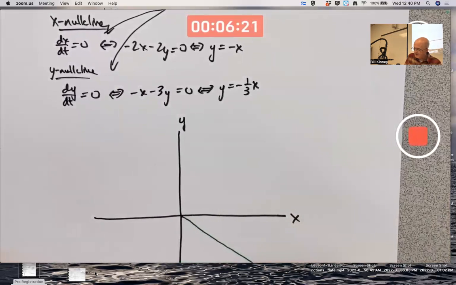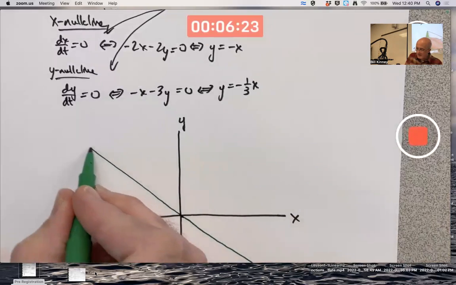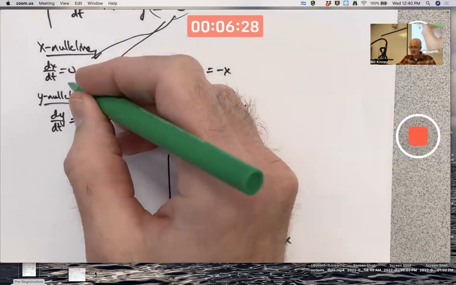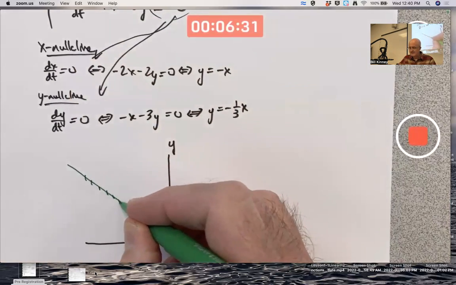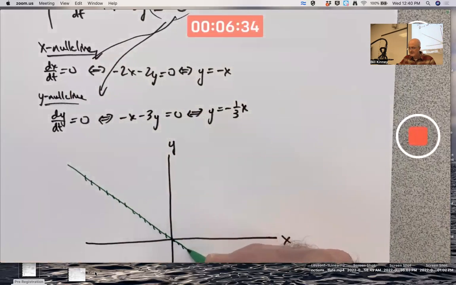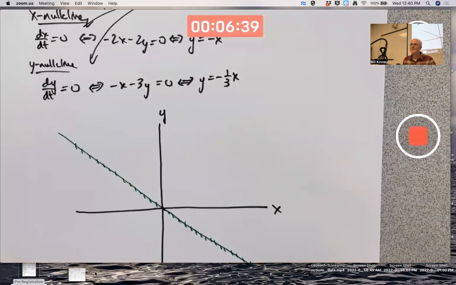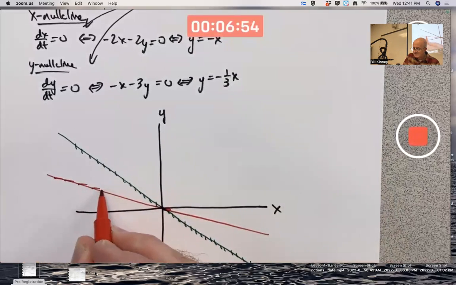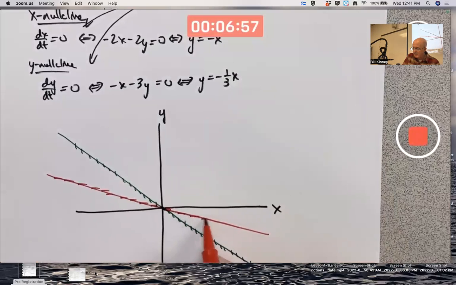So this is going to be the line through the origin with a slope of negative 1. That's the x nullcline. Along that, dx/dt is 0. So I make a bunch of little vertical lines crossing that x nullcline, indicating to myself that solutions have to cross that vertically with a vertical velocity vector. And the y nullcline goes through the origin and has a slope of negative 1/3, like this. Solutions have to cross that horizontally with 0 second component.